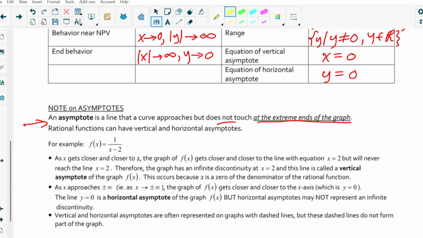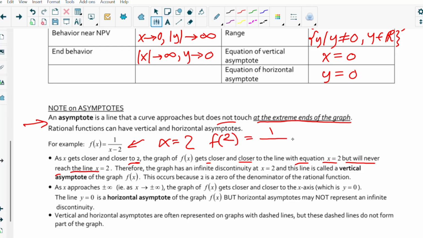Rational functions can have vertical and horizontal asymptotes. For example, f of x equals 1 over x minus 2. As x gets closer to 2, the graph of f of x gets closer and closer to the line with equation x equals 2, but will never reach the line x equals 2. Because if x equals 2, what happens? f of 2 equals 1 over 2 minus 2 equals 1 over 0.